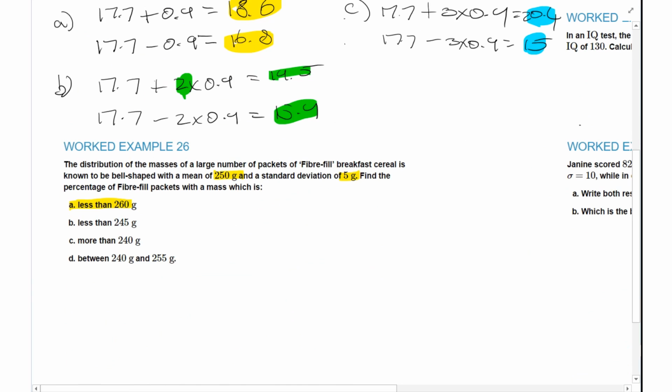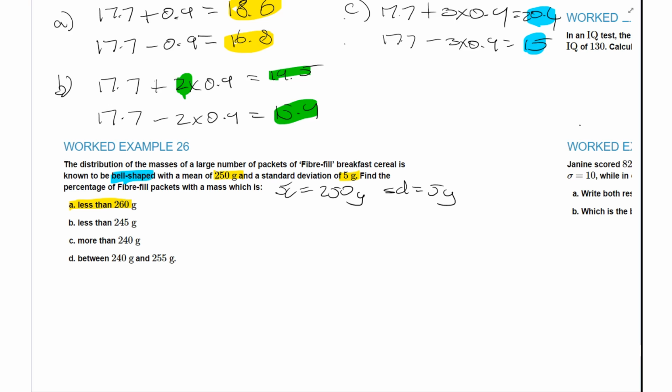So let's look at this worked example. We've got a distribution of masses of a large number of packets of breakfast cereal known to be bell-shaped. So bell-shaped, we say we can use this rule. That's the key word to tell you in this particular question. Okay, so it's got a mean of 250 grams. So important to highlight as I've done there. And so that's my x bar equals 250 grams, and my standard deviation equals 5 grams. Okay, find the percentage of packets with a mass which is, and we're going to use those examples there.